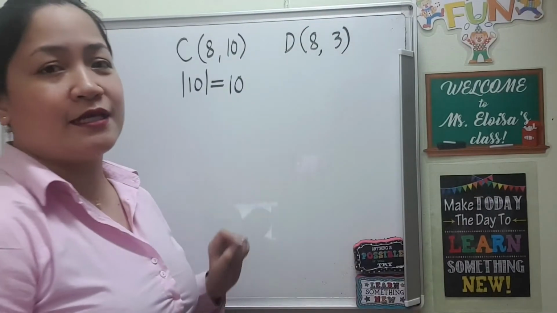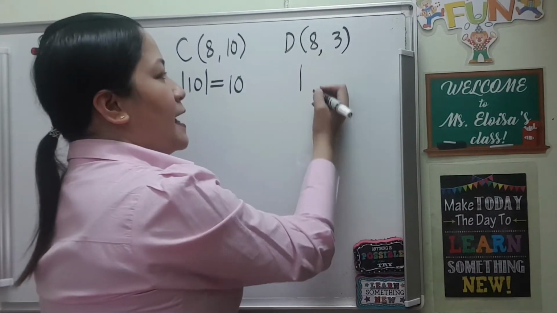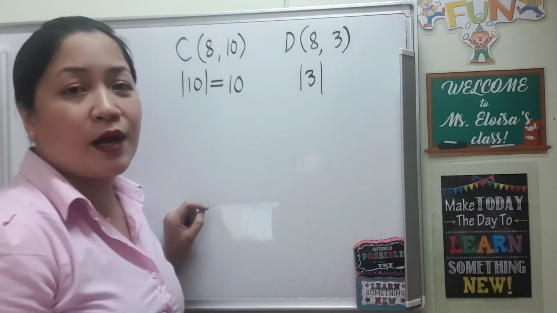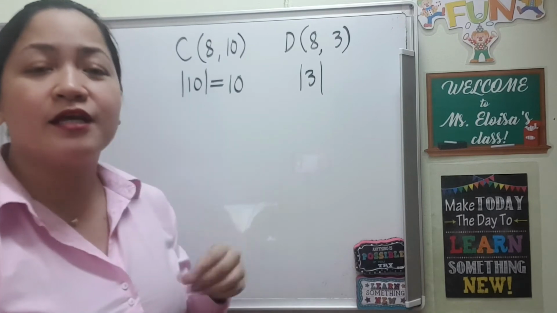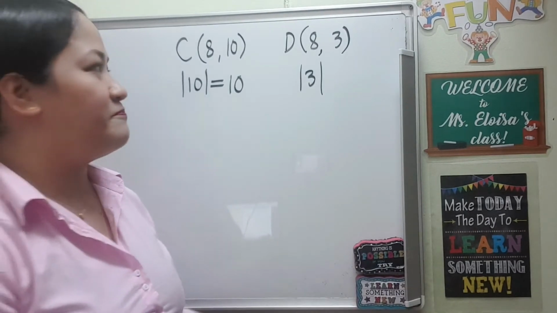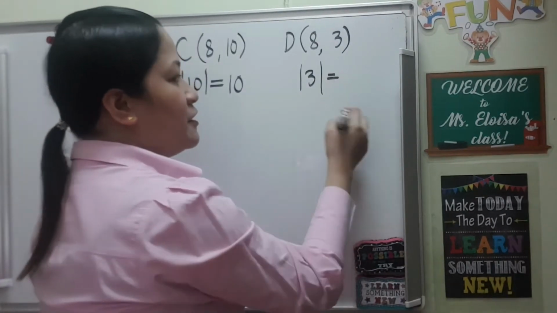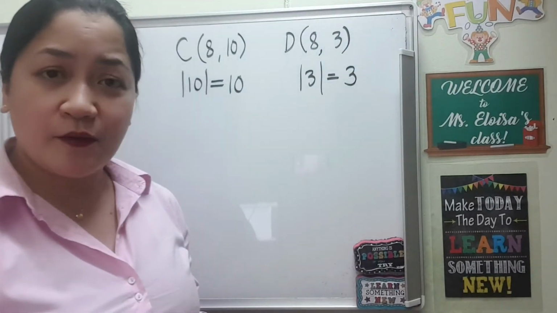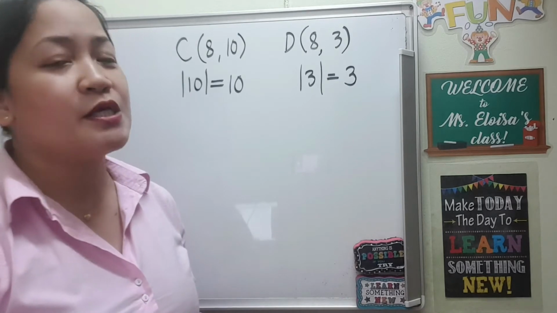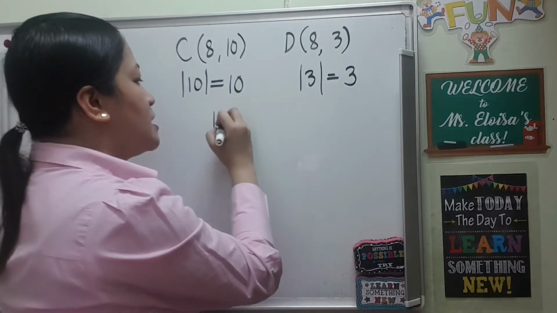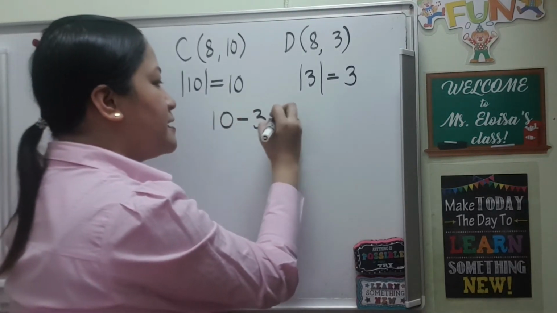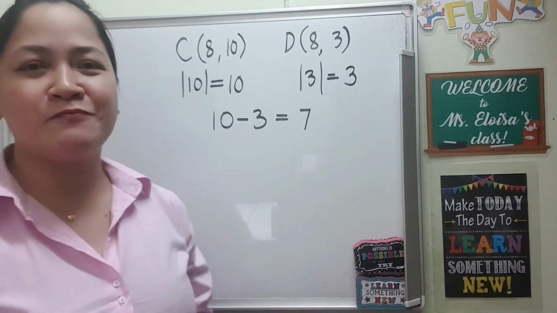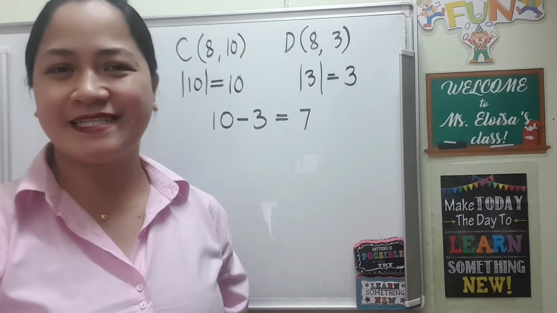How about point D? That will be absolute value of 3. Again, we will be using the y-coordinates because they are the coordinates that are not the same. Absolute value of 3 is 3. Since they are on the same quadrant, we are going to subtract the distances. So that will be 10 minus 3, and that is 7. So the distance between points C and D is 7.